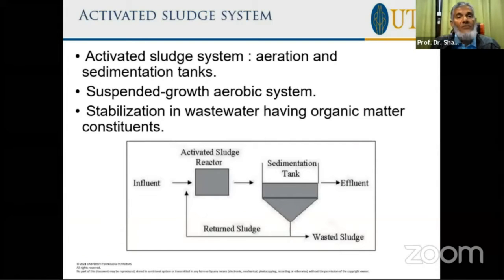So, an activated sludge system. What is an activated sludge system? It's basically composed of an aeration tank, this is the aeration tank, and a sedimentation tank, combined together. It's basically a suspended growth aerobic system.